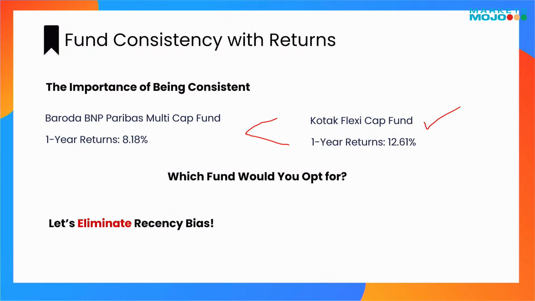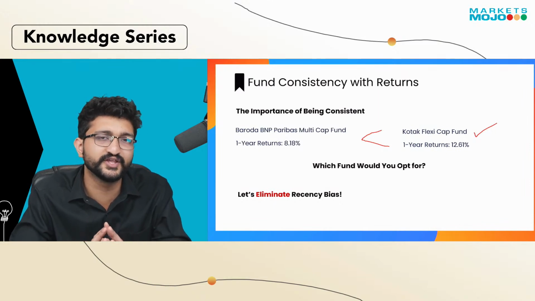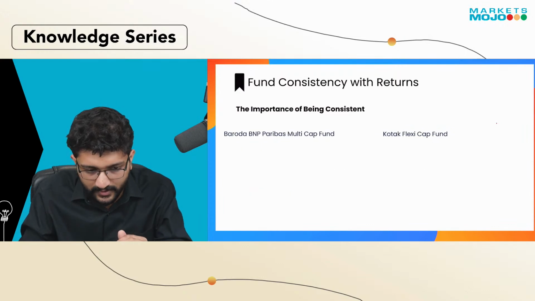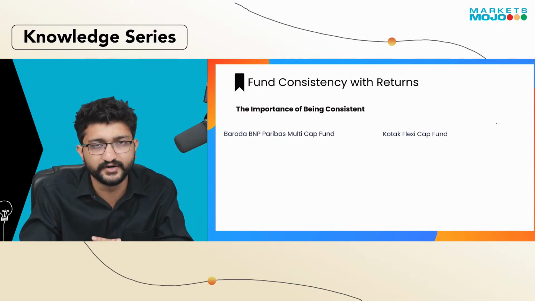Let's eliminate something known as recency bias. The term recency bias means that we look at the recent performance and we reach a conclusion. Let's eliminate that. How can we do that? Let's look at the consistency of this fund with the returns.